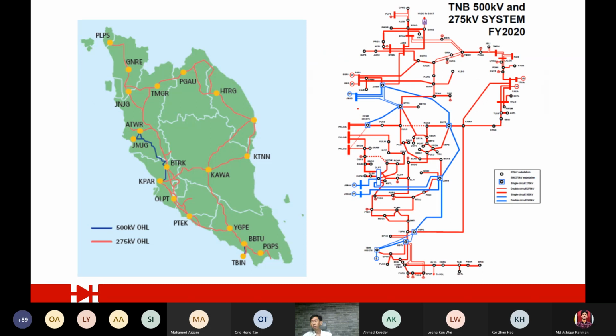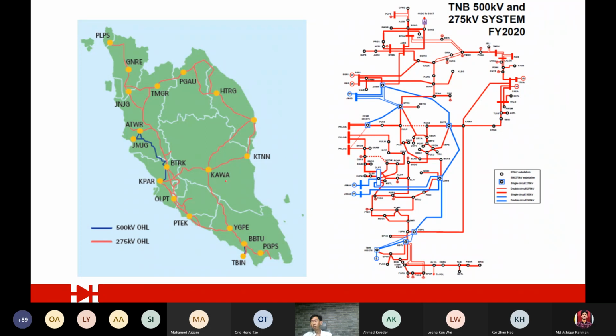And then if we look at our map, this is our Malaysia power system. If you look at the map itself, we can just assume that each of the dots here is considered one bus. You can see they have codes there.